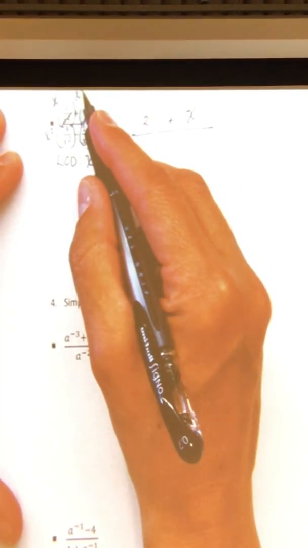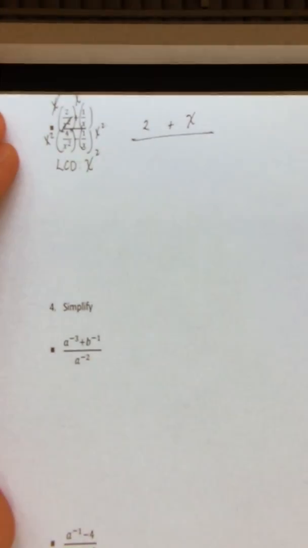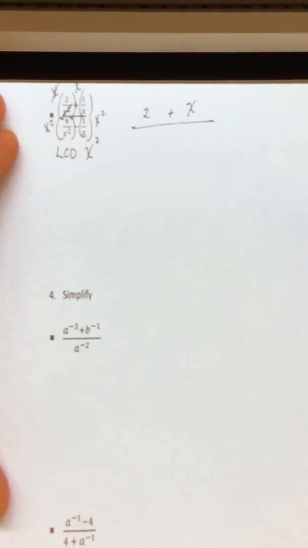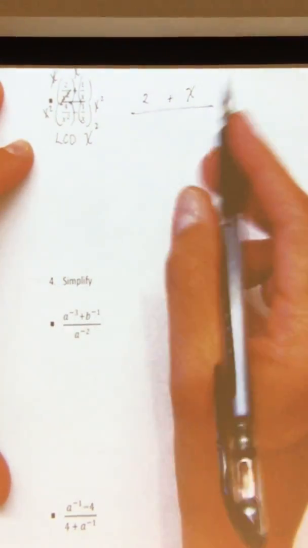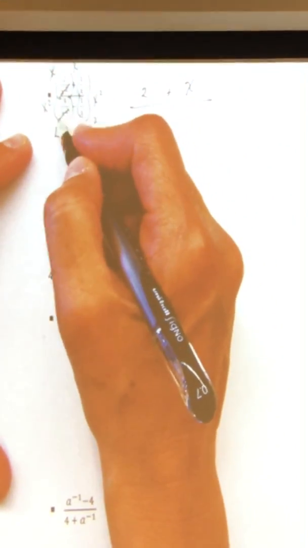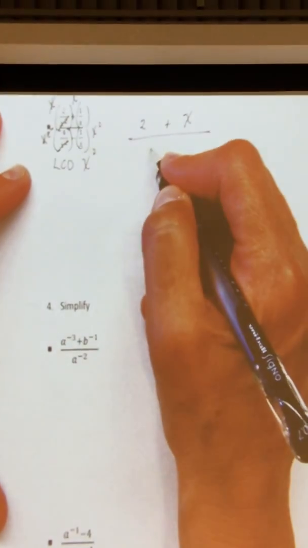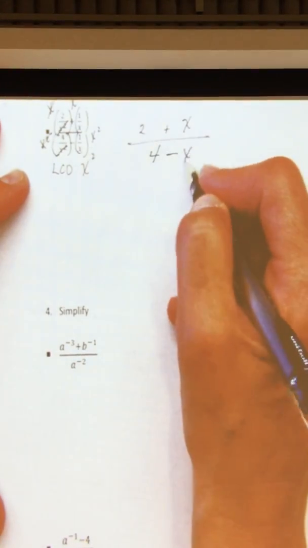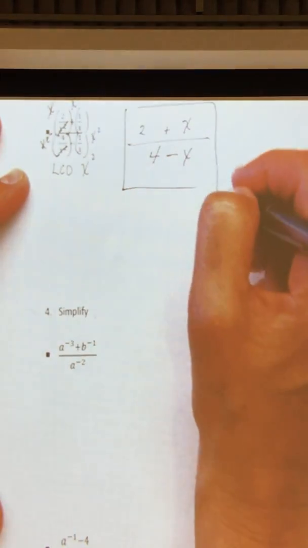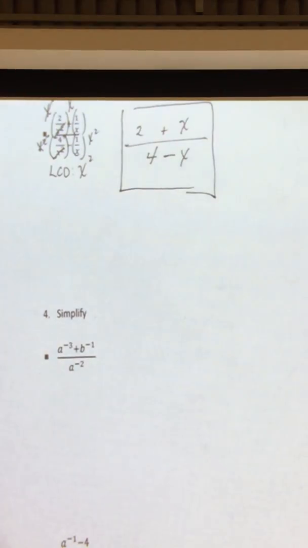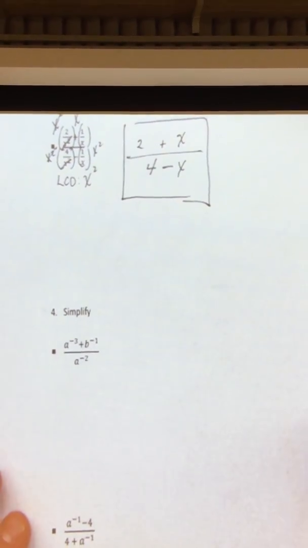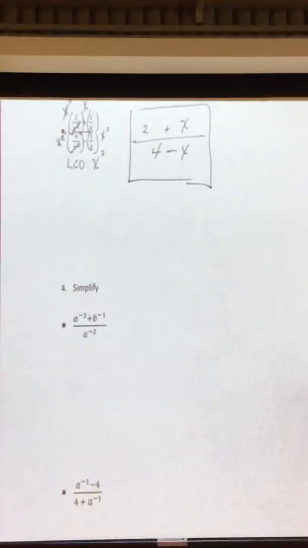Again, that's the quotient rule, x squared over x. 2 minus 1 is 1. So we're left with x to the 1 power. And here in the denominator, our x squareds cancel, so we're left with 4 minus x. And we can't simplify that answer, so we just leave it as 2 plus x over 4 minus x.